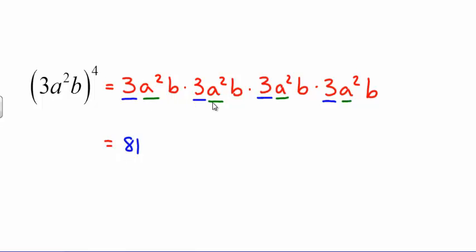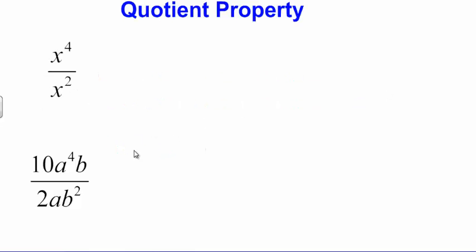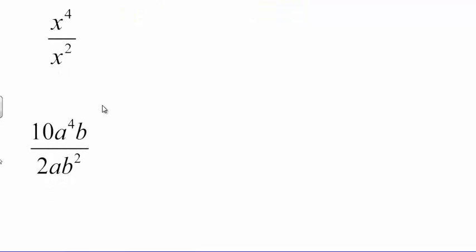Then let's come up and look at our a's. We have 2, 4, 6, 8, so we have a to the 8th. And then let's look at our b's. We have 1, 2, 3, 4, because they all have an exponent of 1, so we have b to the 4th. So we simply use this to expand it out, and then combine to get 81 a to the 8th b to the 4th.